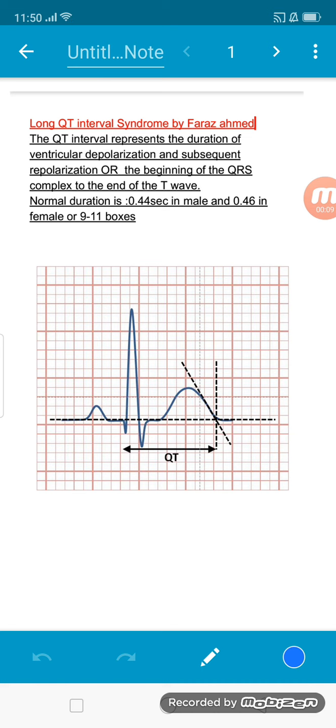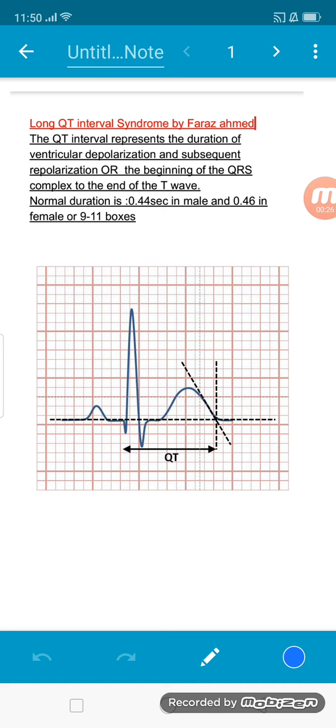This is again a very high yield topic on your exam. You are sure to get some questions on it as well. So let's spend a few minutes and understand it. Before I can talk about long QT syndrome, let's talk about what the QT interval itself is.